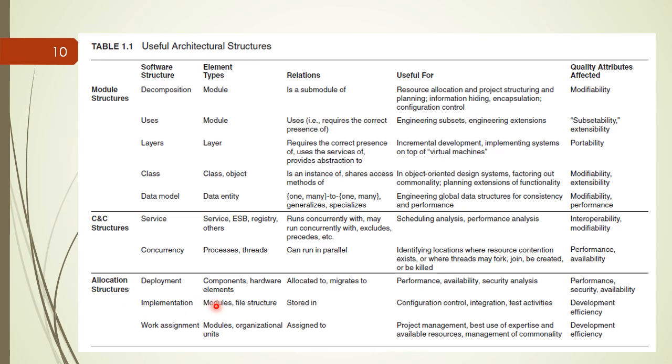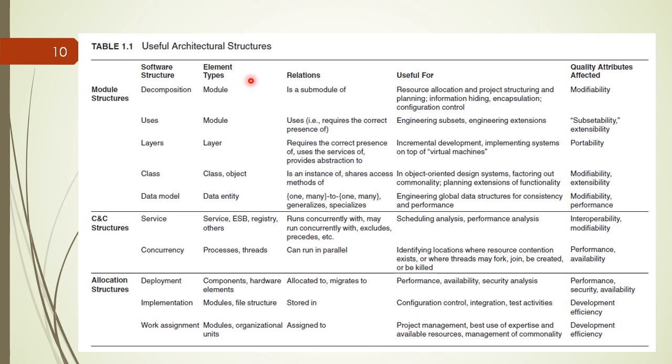Then implementation: the element types are modules, file structures, where they are stored, configuration control, integration, and test activities. And the quality attributes affected are development and efficiency. And work assignment: the element types are modules and organizational units, and the relation is assigned to. It is useful for project management, use of expertise and available resources, management of commonality, and the quality attributes are affected.